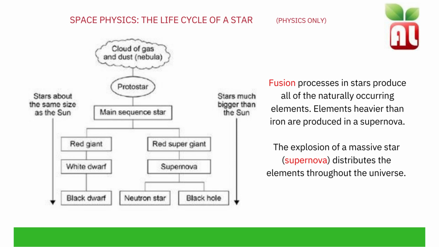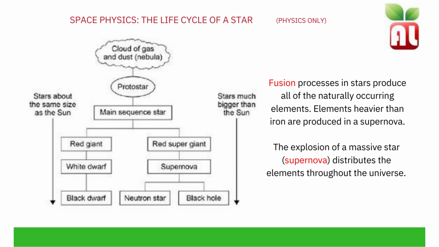For those stars that are much bigger than the Sun, following on from a main sequence star, it forms a red supergiant, and then a supernova, which is an explosion of a massive star, forming then either a neutron star or a black hole.